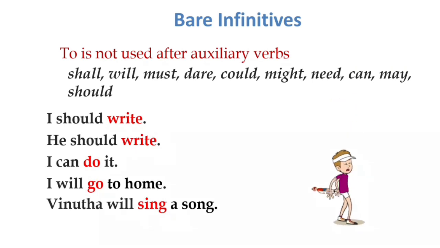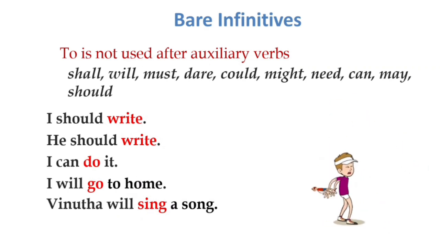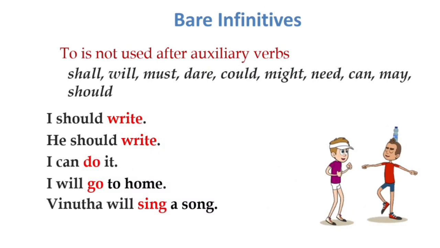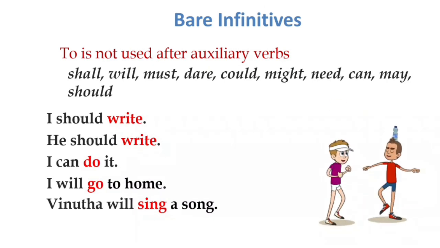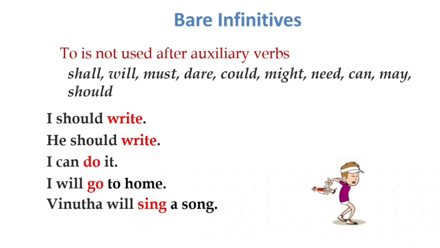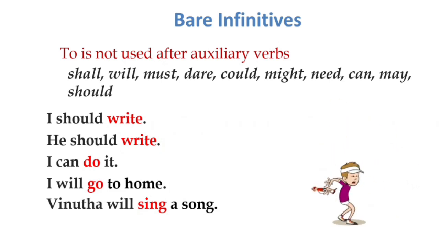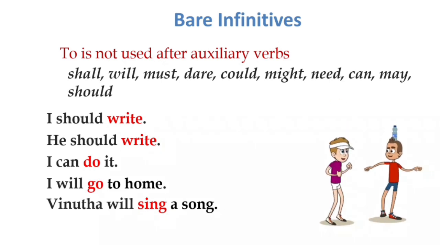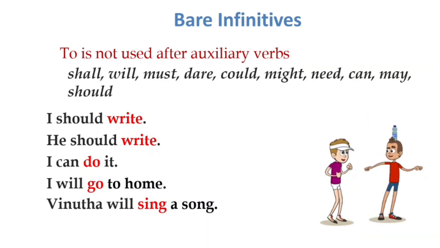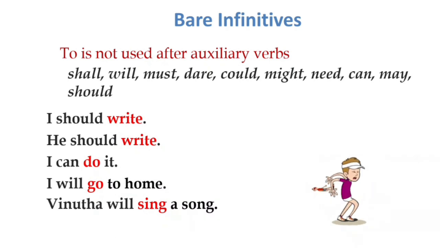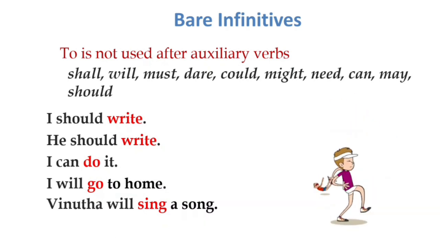I should write. Here I is a subject, should is the finite, but the next word write is also verb 1. We have to call it a finite, but in a single sentence there should be no two finite verbs. Okay, say it carefully. I is a subject, the next word should is a finite, and write is a verb 1. We have to call it a finite again. So here write is a verb 1 without "to". That is why it is called bare infinitive.